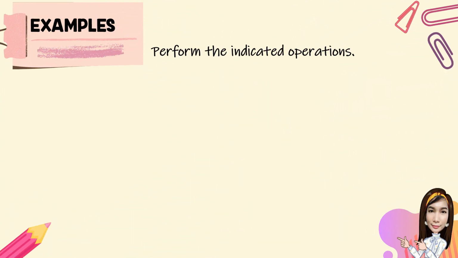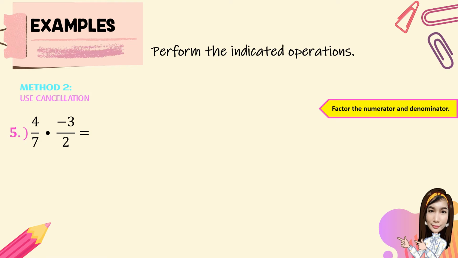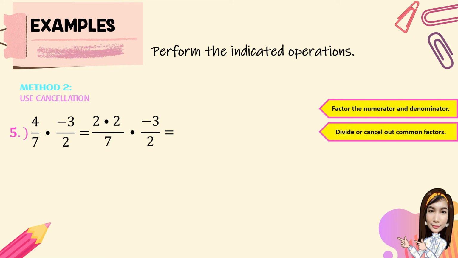Moving on to the next examples, here we have the second method, which is using the cancellation. For number 5, given 4 over 7 times negative 3 over 2, first, we're going to factor the numerator and denominator. So 4 is equal to 2 times 2. Then we just copy 7 because 7 is a prime number, the same as negative 3 over 2. Then divide or cancel out common factors. So notice that 2 is common on both numerator and denominator. So 2 divided by 2 is equal to 1.